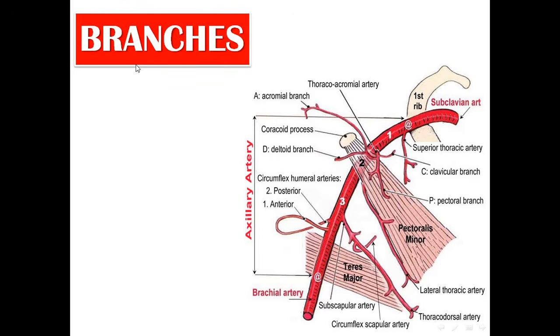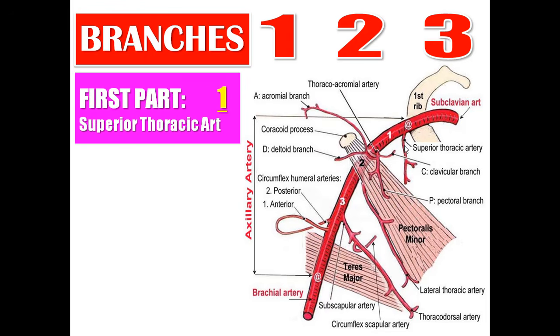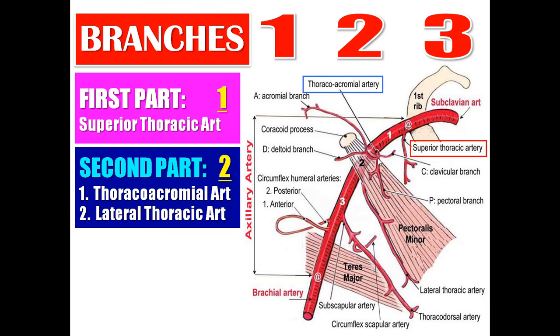According to the branches of the axillary artery, remember the rule of 1, 2, 3. The first part gives only 1 branch. The second part gives 2 branches. And the third part gives 3 branches. The first part gives superior thoracic artery to the intercostal muscles. The second part gives 2 branches, one along the upper border of pectoralis minor, thoracoacromial artery, and the other one along the lower border of pectoralis minor is the lateral thoracic artery.